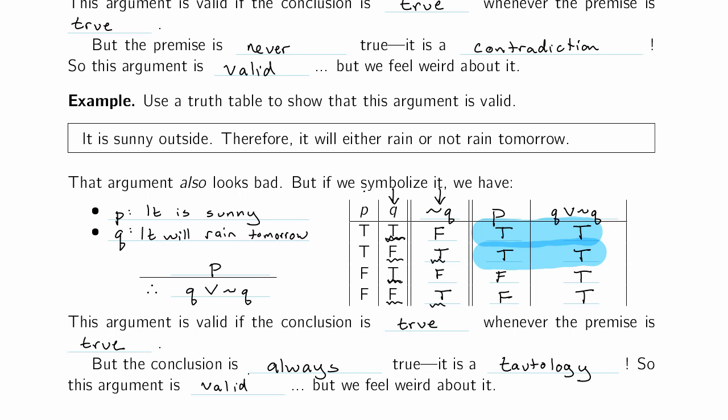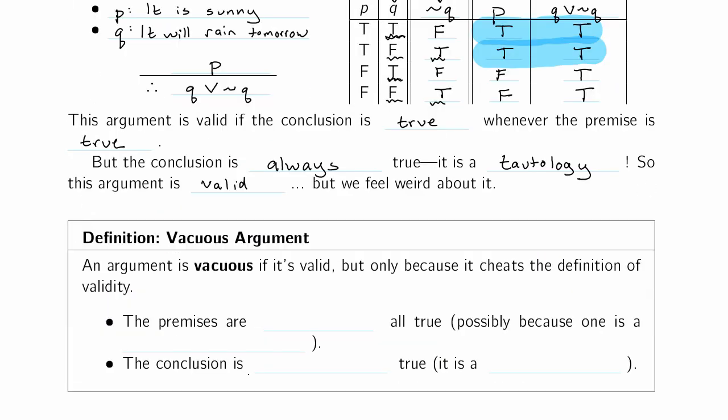We have a name for arguments like this that are valid, but we feel weird about them. They're called vacuous. An argument is vacuous if it's valid, but only because it's cheating on the definition of validity. So it's vacuous if the premises are never all true, possibly because one is a contradiction, or maybe just because they can't all be true at the same time. It's also vacuous if the conclusion is always true. So if the conclusion is a tautology.